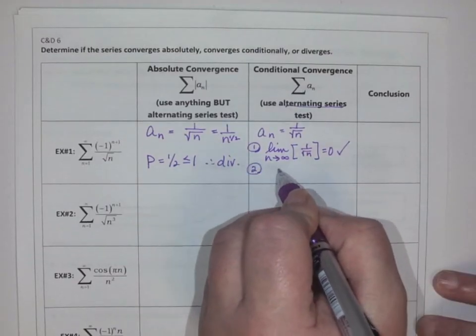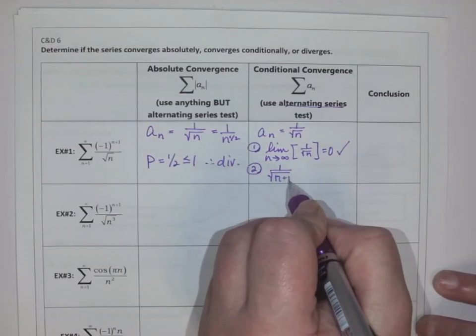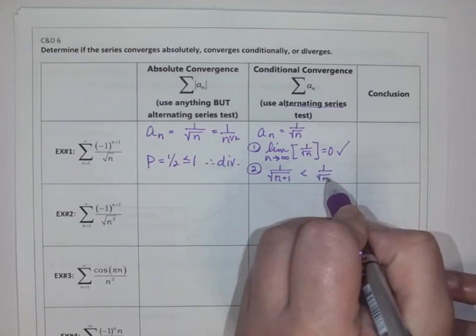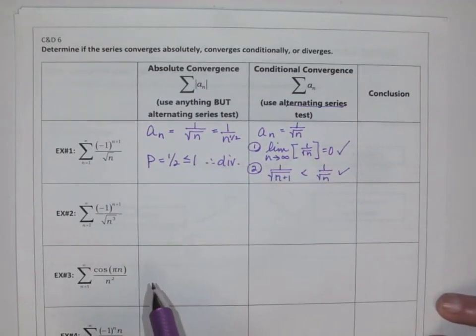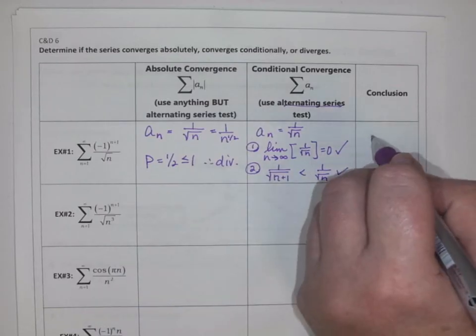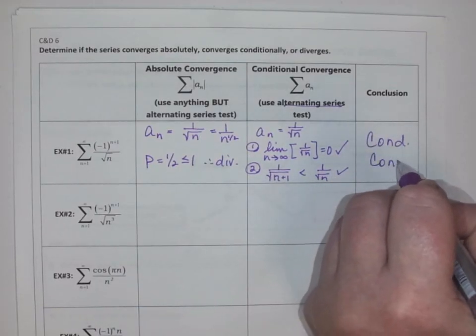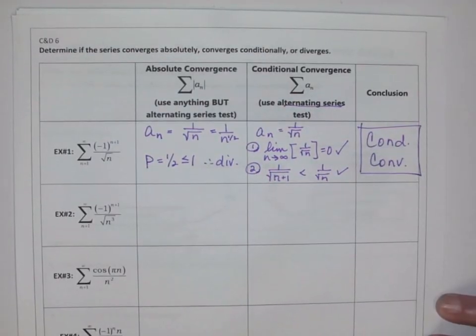The second condition is that it's decreasing. So is 1 over the square root of n plus 1 less than 1 over the square root of n? Well, yes, it is. So that means we converged with the alternating piece. So our conclusion is that we have conditional convergence. And that's ultimately what we're asking for.